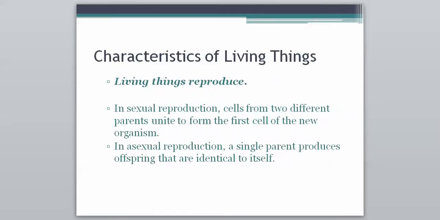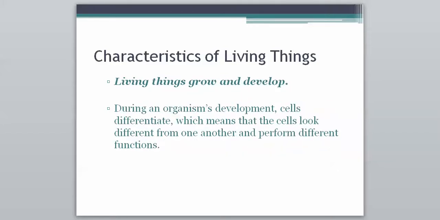The next characteristic is you must be able to reproduce. There are two types of reproduction. Sexual reproduction is when cells from two different parents unite to form the first cell of the new organism. And then there's asexual reproduction, in which a single parent produces offspring that are identical to itself. So in order to be considered alive, you must be able to make a new one of you, basically, and continue your species on.